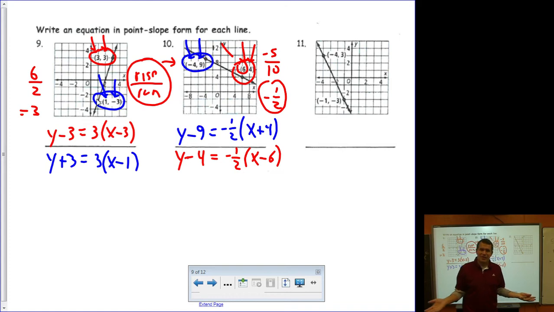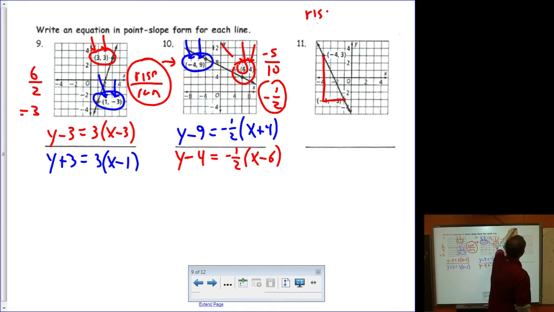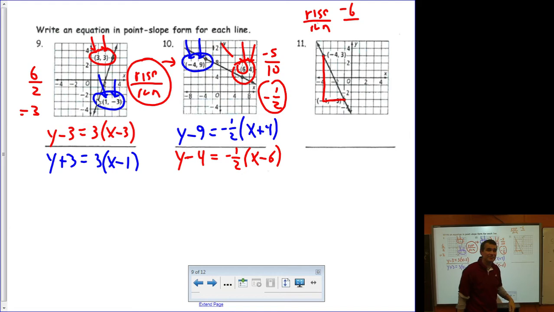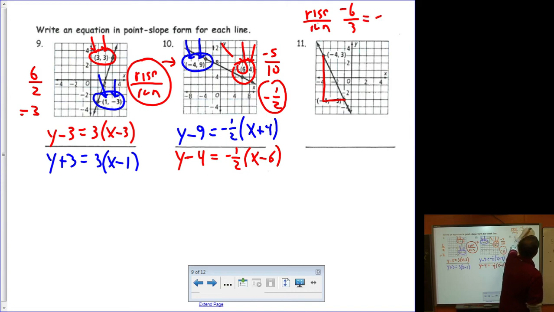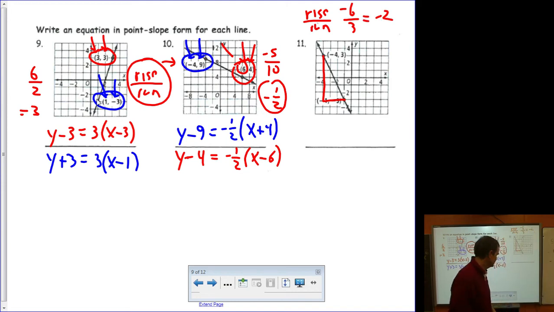All right, last up, number 11. In number 11, if I want to write an equation, the first thing I have to know is the slope. The slope would be figured out by using, of course, rise over run. In this case, the rise is 1, 2, 3, 4, 5, 6. Actually, it's negative 6 because it's going down. And the run is 1, 2, 3. So that gives me a slope of negative 2.